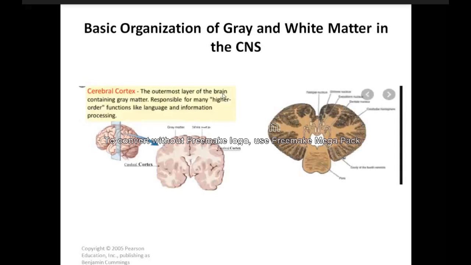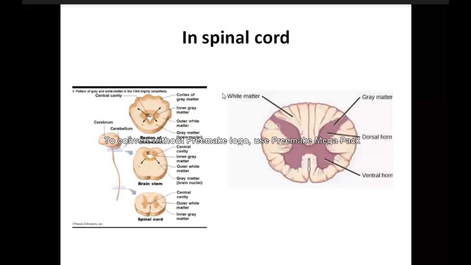So in case of cerebrum, the outer is the gray matter and inner is the white matter. But in case of spinal cord, the outer is the white matter. So this is the white matter, the outer. This is white, and this H-shaped structure is the gray matter. Now coming to the spinal cord.